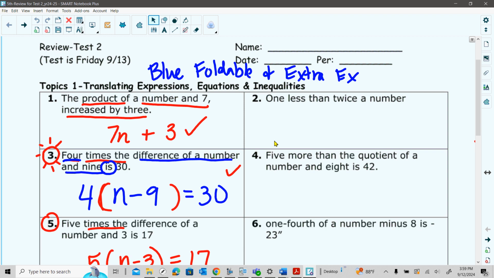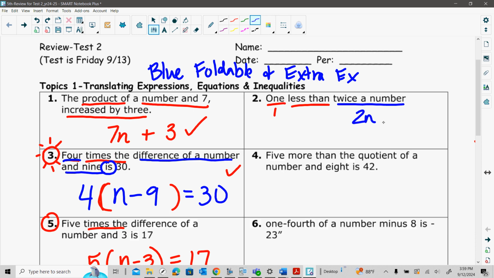Number two here, remember this: less than, I'm going to use a different color, sorry. Less than is a turnaround word. So I know this is saying 1, and then we have twice the number. Twice the number is 2n. We're going to let n be our number, our variable.